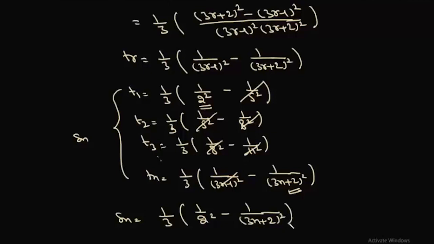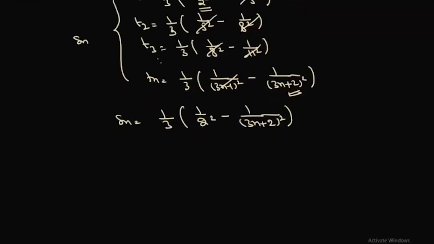Now in this question, what they have asked for is the sum of n terms. So we'll put n as 10. So it will be 1 by 3, and this is 1 by 4 minus, and this is 1 by (30 plus 2), 32 square, which is 1024.